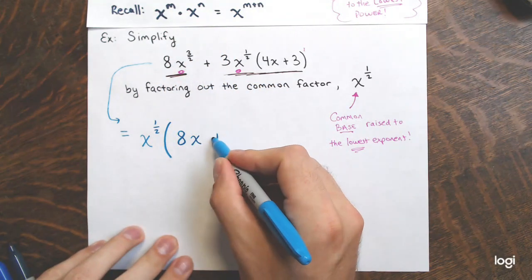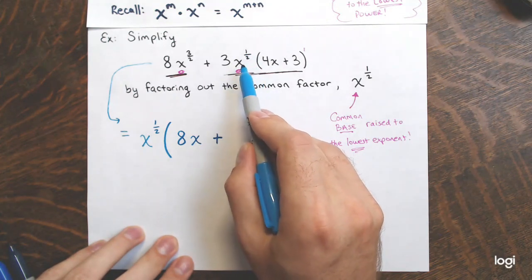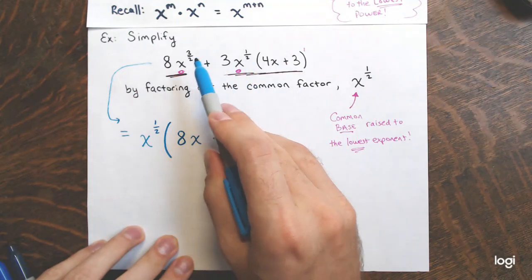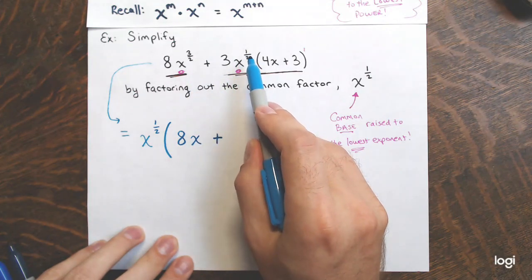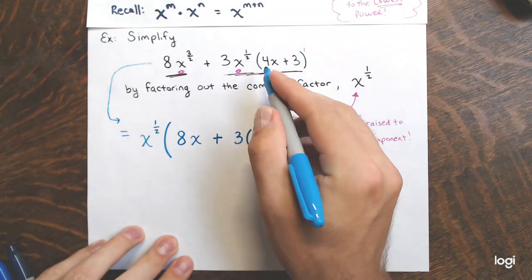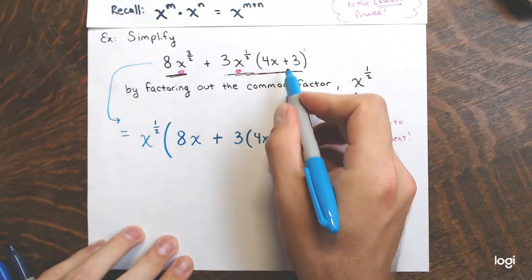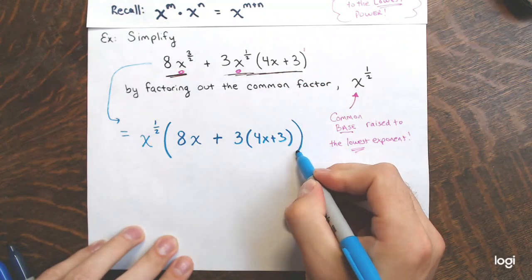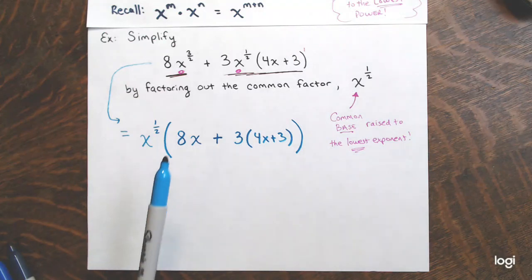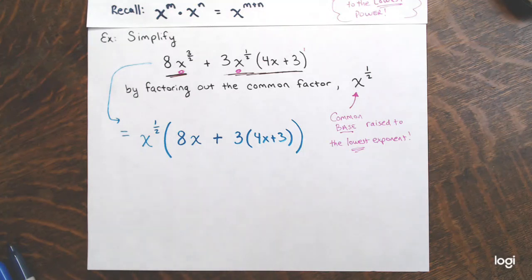Plus, and then the next term, what's left over? Well, I've removed this entire x to the half. So there's no more x to some power like there was in the first term. I removed the entirety of x to the half. So the only factors left in the second term are the 3, times the quantity 4x plus 3. Notice it's still in parentheses, it's all one quantity. And there we go. I have now factored out this x to the half from both of these terms. We have this equivalence here. Now we are asked to simplify.